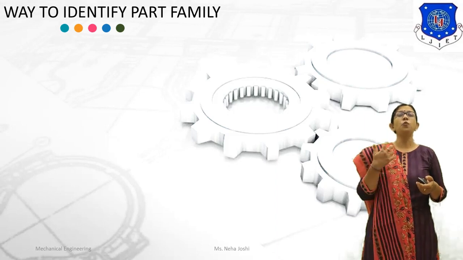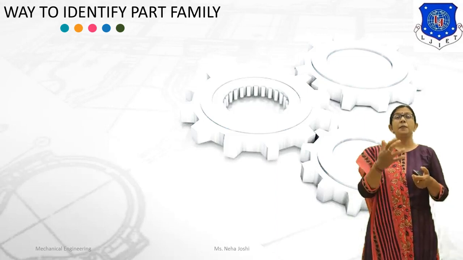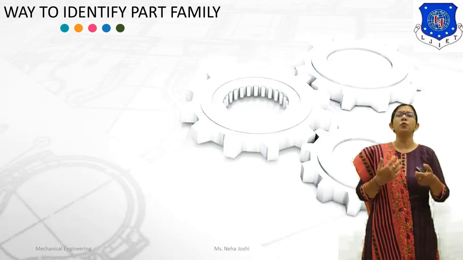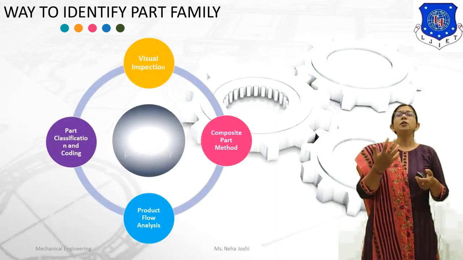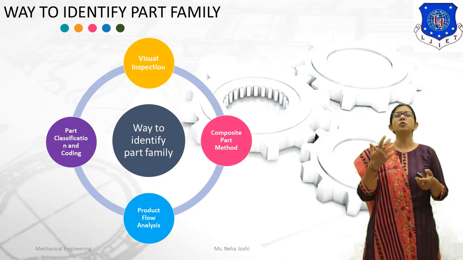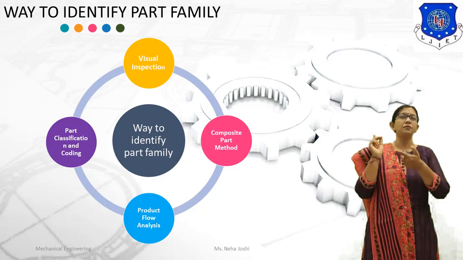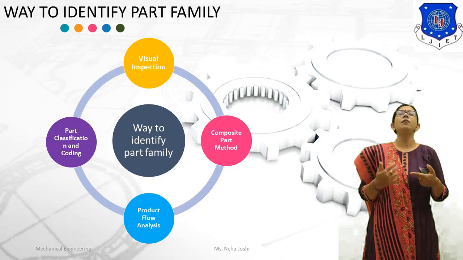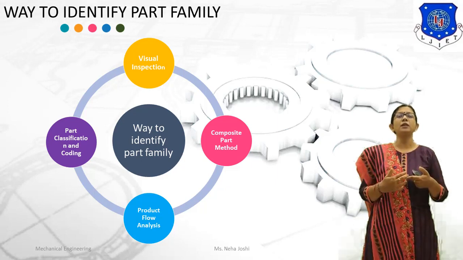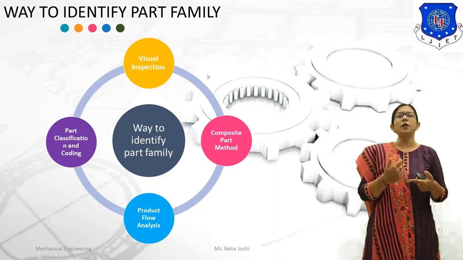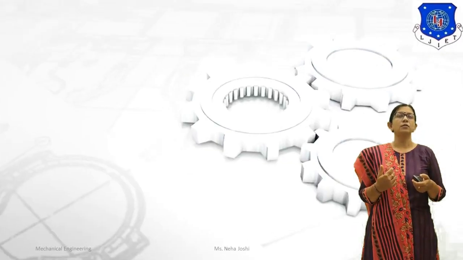Now we will discuss ways to identify part families. The major obstacle in changeover from conventional process layout to group technology layout is the problem of grouping parts into part families. So there are four general methods of grouping parts into part families. The first one is visual inspection, the second is composite part method, the third is product flow analysis, and the fourth is part classification and coding. We will discuss all the methods one by one.